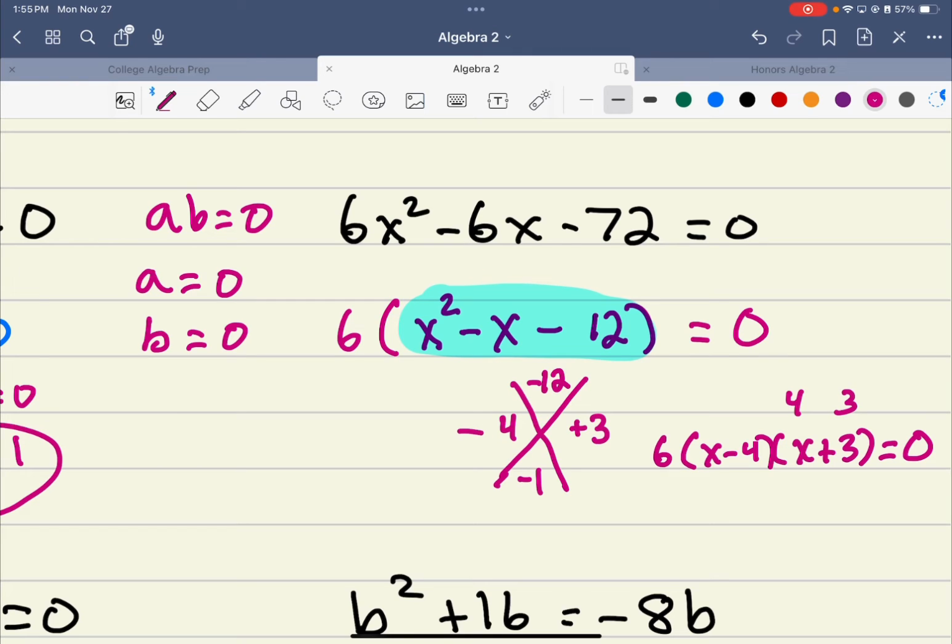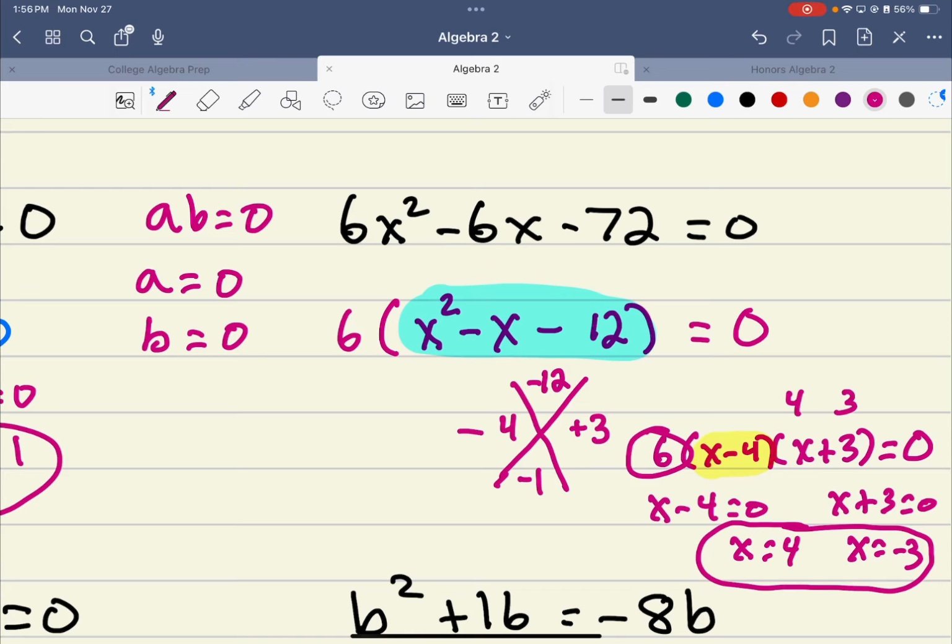But now we have to find the zeros. So I just look at it piece by piece. What makes that 0? Okay, so x minus 4 equals 0, so x equals 4. Or x plus 3 equals 0, x equals negative 3.